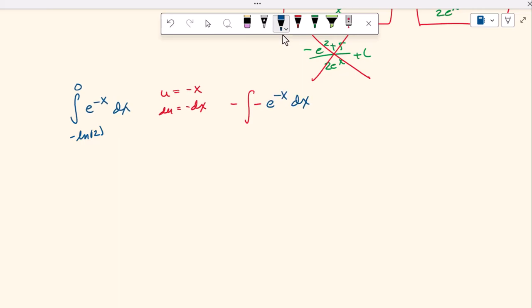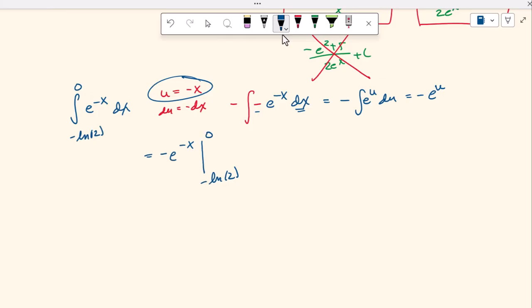And notice I dropped my limits of integration. I could change them if I wanted to in terms of u, but I just chose to drop them. We'll put them back in at the end. So when I rewrite this, I have a negative sign, and then I have my negative dx becomes my du, and e to the negative x becomes e to the u. So the integral of e to the u is e to the u. I switch back to my variable x. U is negative x from up here. And I'm going to evaluate this from negative natural log of 2 to 0.